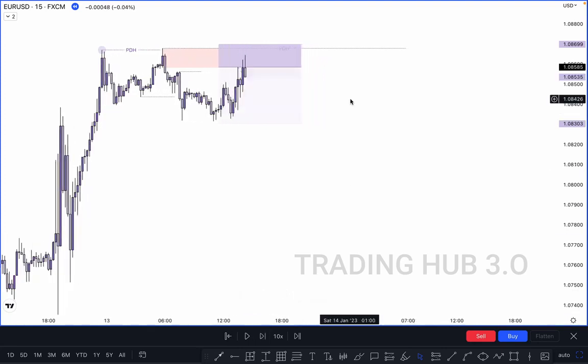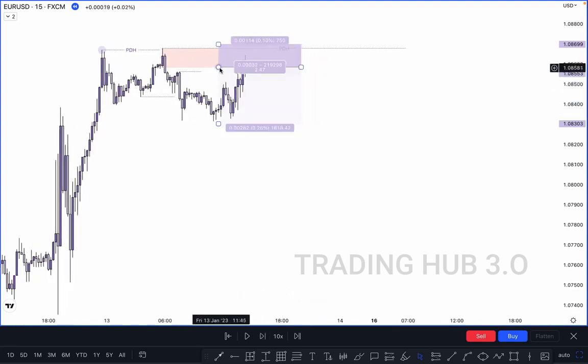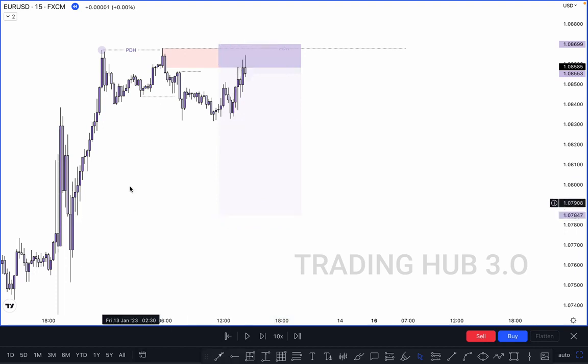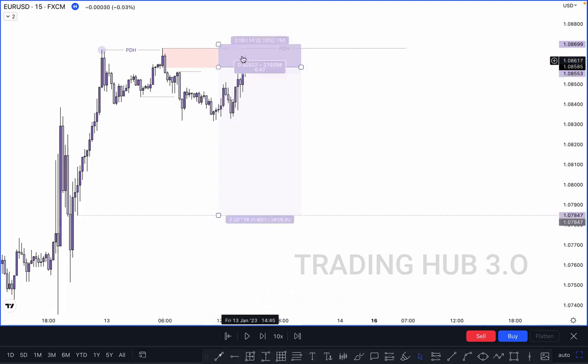Okay, so finally what happened here: the market mitigated this order block, and you can set a first target here, right? And the next target was around this low. So this one is our next target at this point. And how can you sell here in a lower time frame?